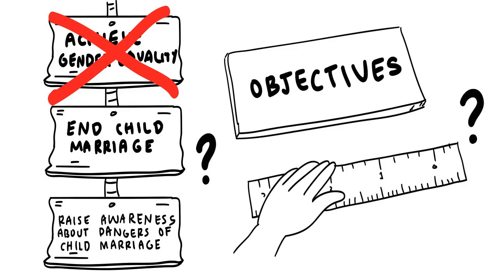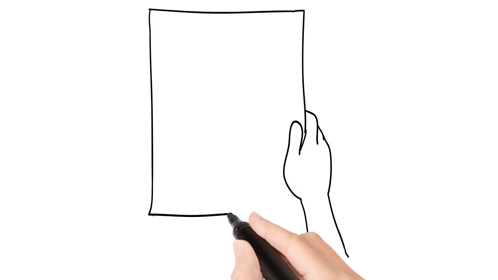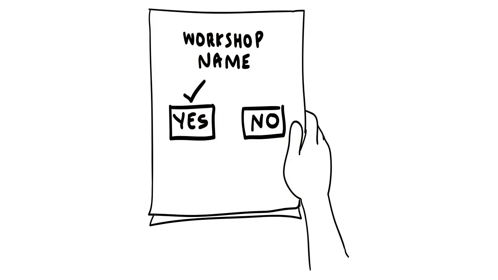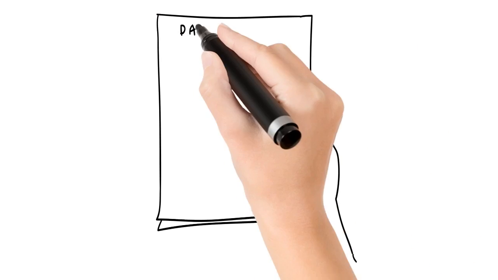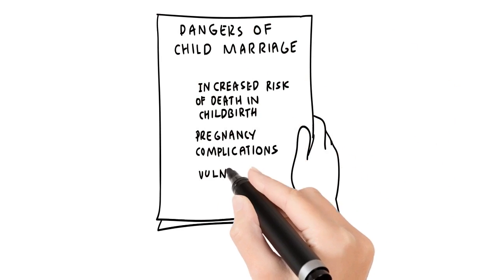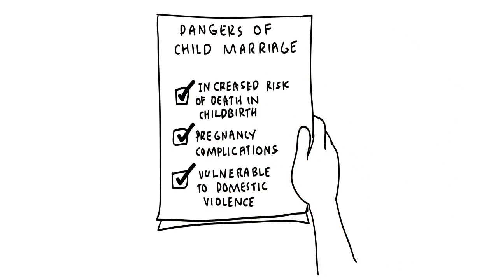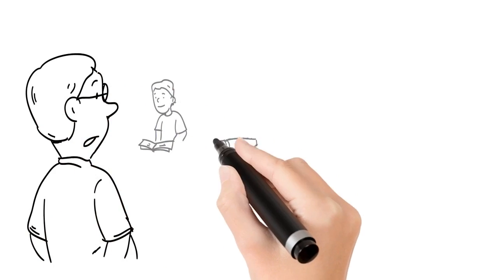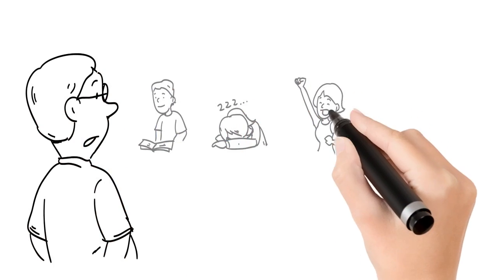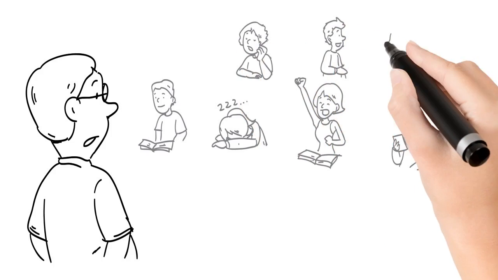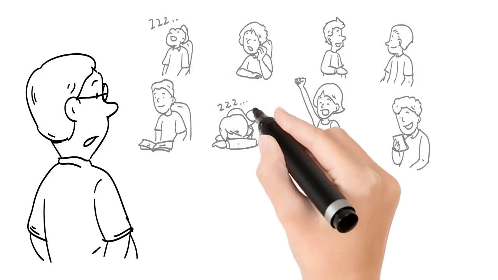What determines success? Some objectives might be measured by a simple yes or no, such as holding a workshop, while other objectives are measured by using metrics, such as a survey to measure improvement in knowledge of the dangers of child marriage before and after a workshop. Keep in mind that in measuring the objective, you may not necessarily be measuring success. For example, attendance at the workshop does not necessarily mean improved knowledge.